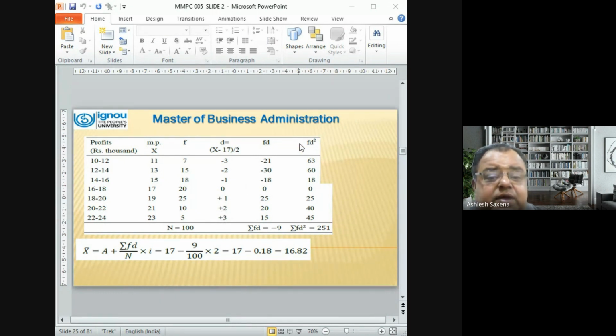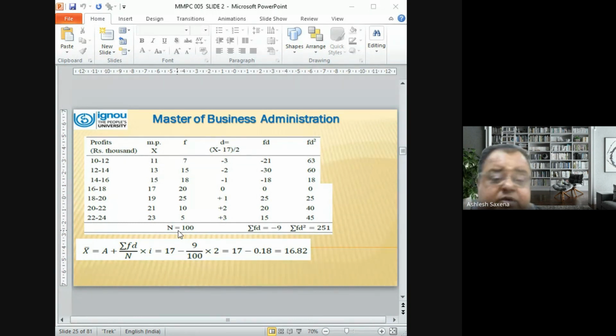Now, the third one is fd square. That means we have to square d. 9 into 7, 63. 4 into 15, 60. 1 into 18, 18. 0. 1 into 25, 25. 4 into 10, 40. And 9 into 5, 45. Add up. This is summation fd square, which comes out to be 251. Summation of fd comes out to be minus 9. Summation of f, which is N, is equal to 100. With this, the observations have been evaluated.